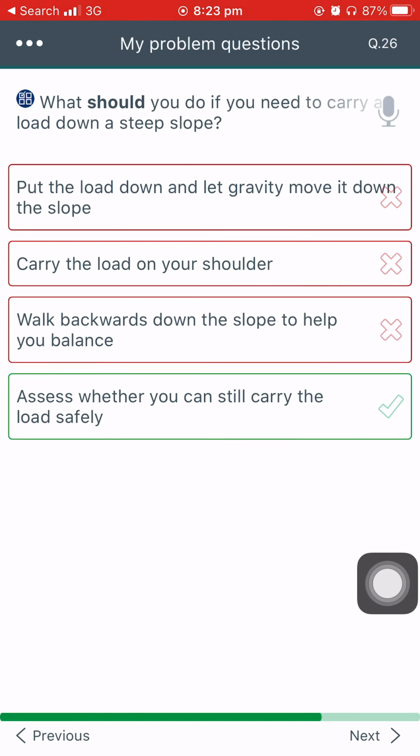What should you do if you need to carry a load down a steep slope? Put the load down and let gravity move it down the slope. Carry the load on your shoulder. Walk backwards down the slope to help you balance. Assess whether you can still carry the load safely.